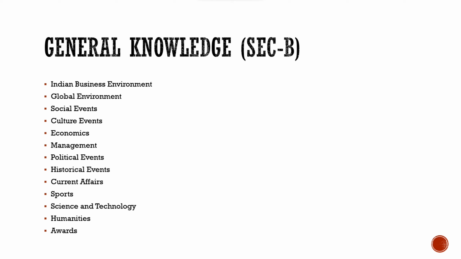In that, first one is Indian business environment and global environment, social events, cultural events, economics and management. You are an MBA aspirant and you already know the management aspect of the MBA, so it is easy to score here. Political events comes, the upcoming political events which happen in India. And after that, historical events, current affairs. Current affairs are very easy. Just you have to see the news and read the newspapers, and you can easily score in that domain also.